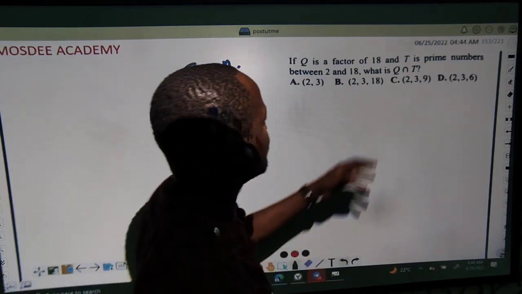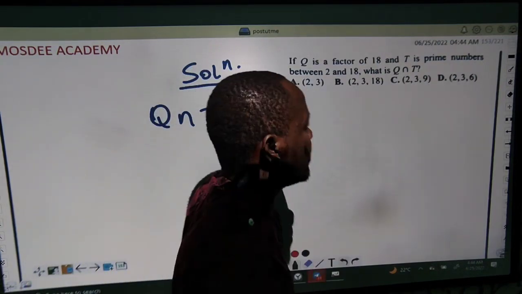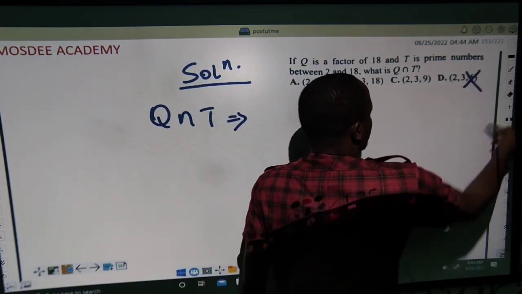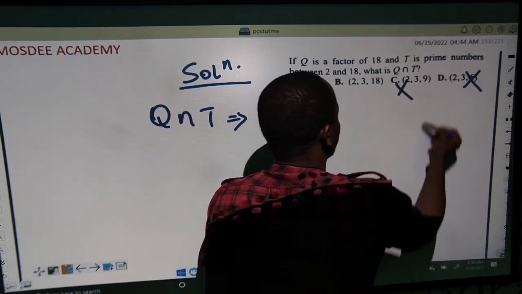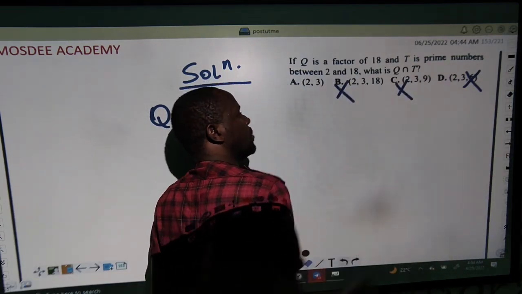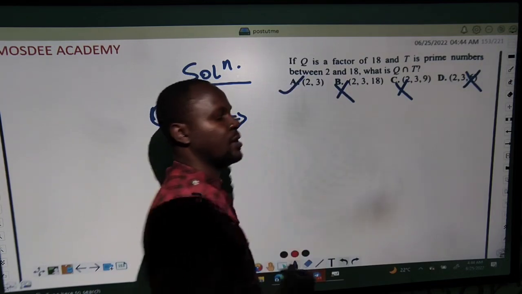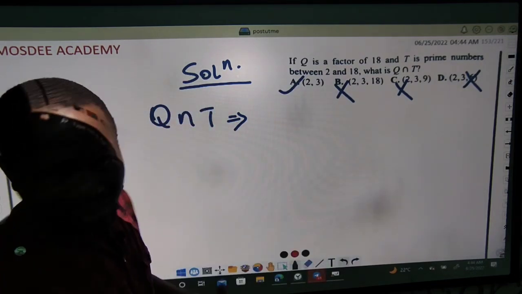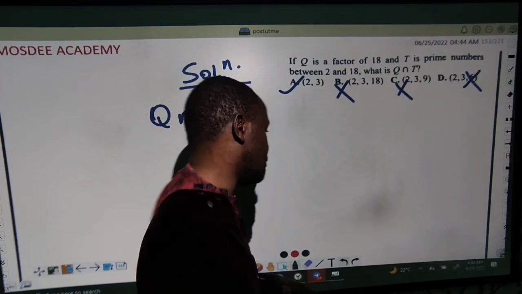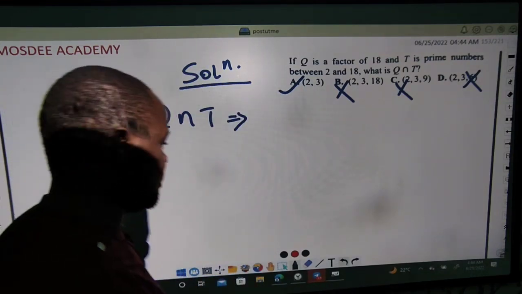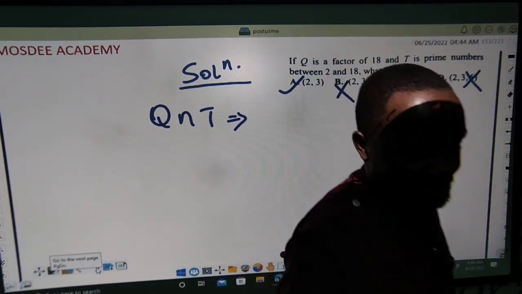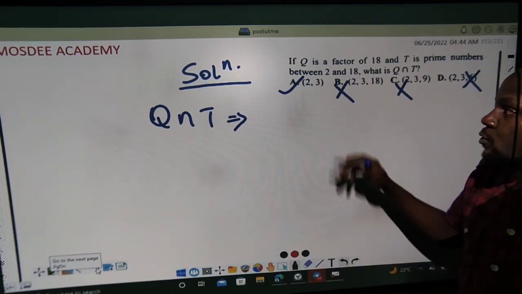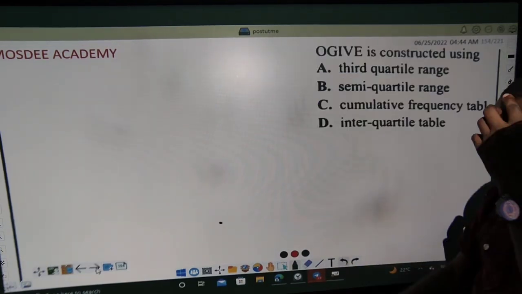I must look for a number that is a prime number and also a factor of 18. 6 is not a prime number, option is out. 9 is not a prime number, option is out. 18 is not a prime number, option is out. Only 2 and 3 are prime numbers. I don't need to solve anything. Speed solution, this is what I expect from you. And that is why my admin love to always be with me, because they know I'm full of this kind of shortcuts. So that's the answer to that. Next, please. Thank you very much.